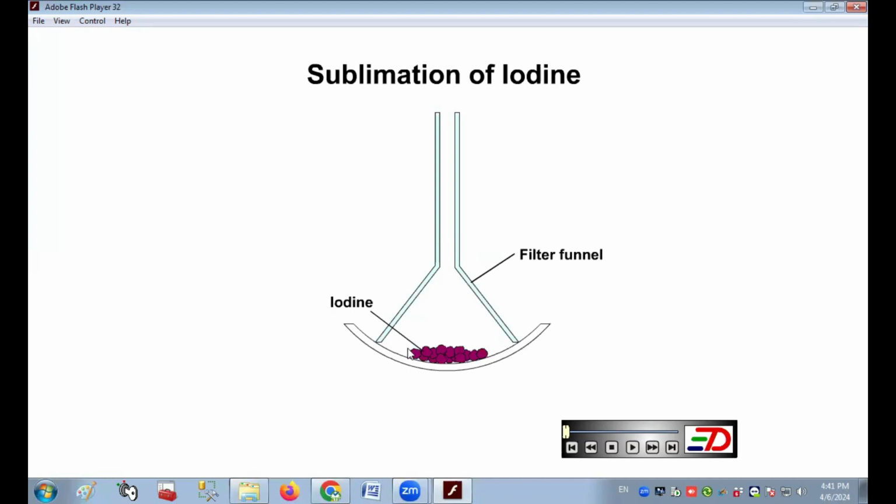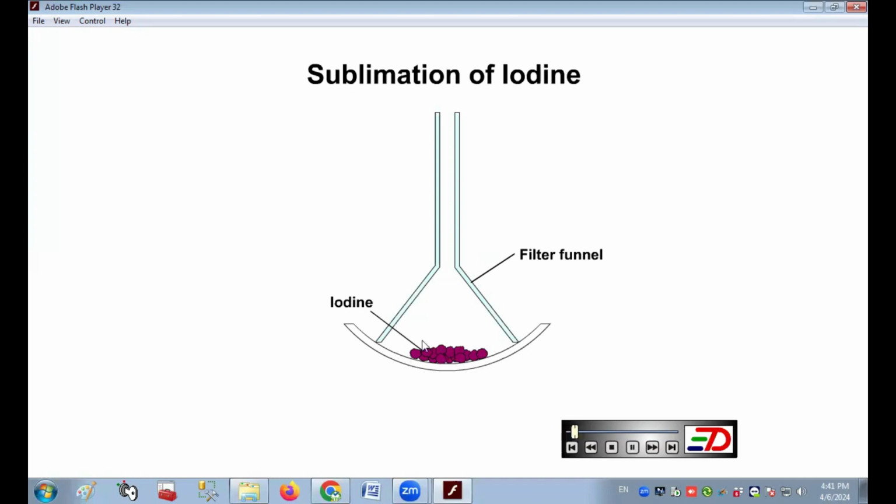So, if something can sublime and it is mixed with another substance which cannot sublime, we can separate them using the sublimation process. We take the mixture on a watch glass and place an inverted glass funnel over it.